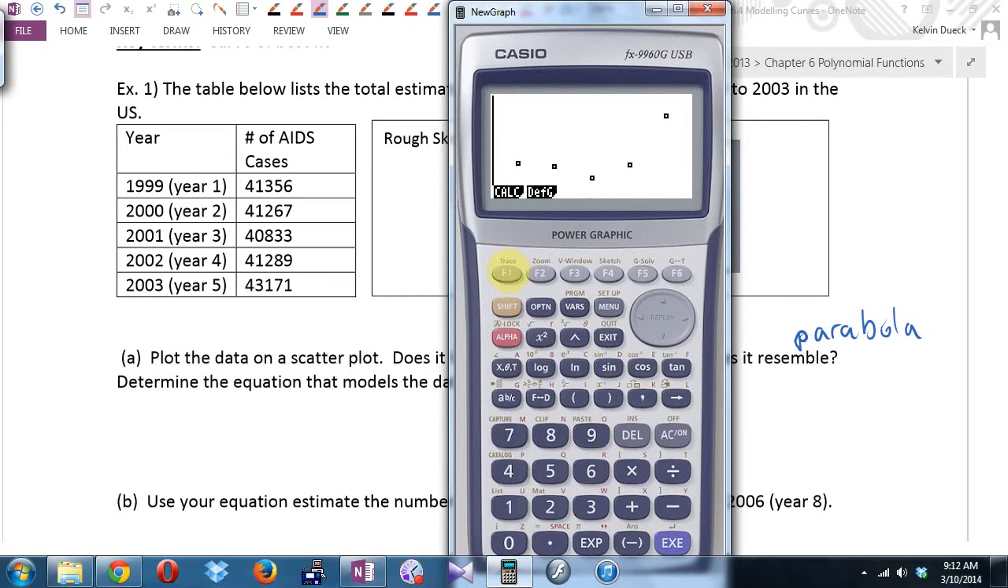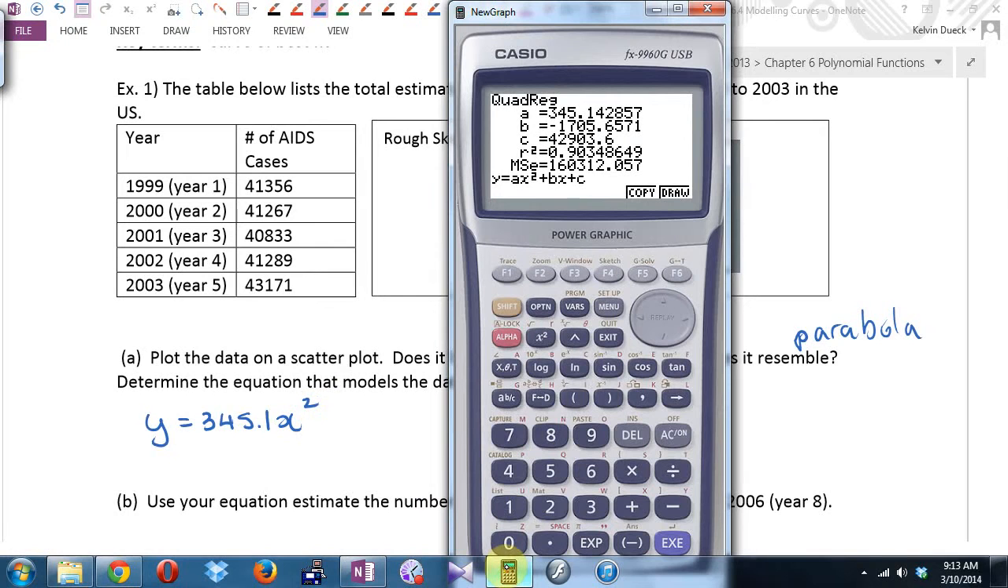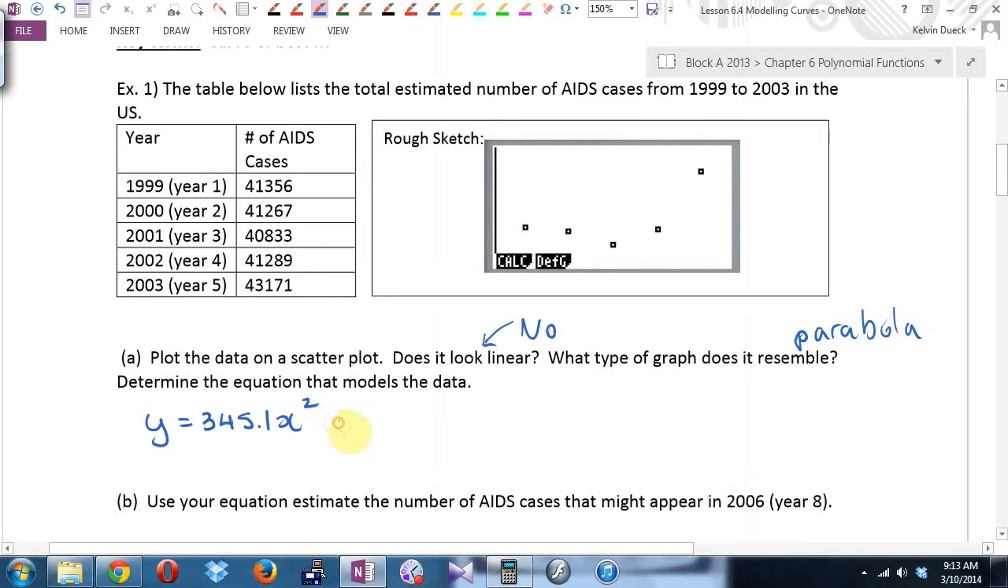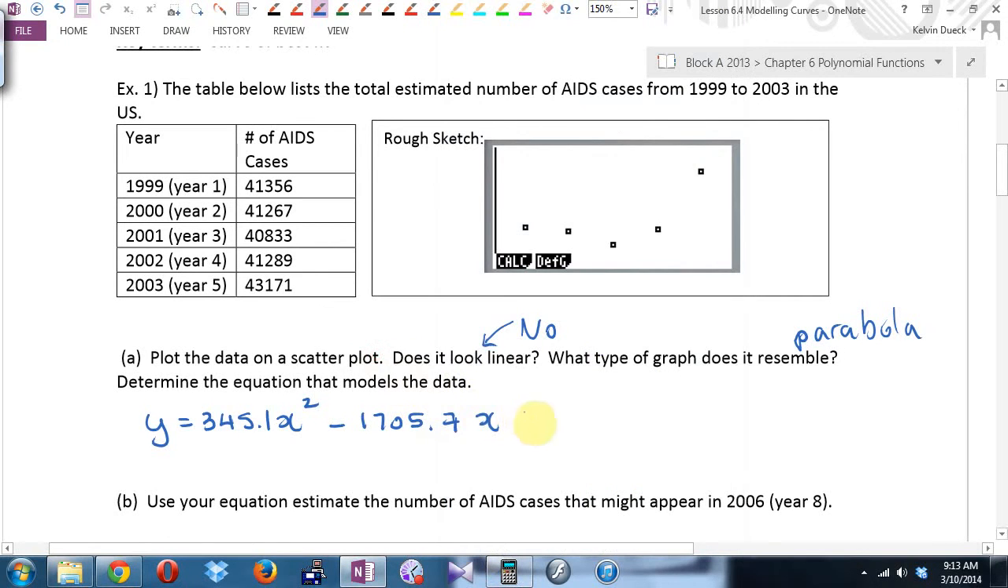So my equation was that y equals 345.1 x squared minus 1705.7 x plus 42,903.6. That's the best fit equation.